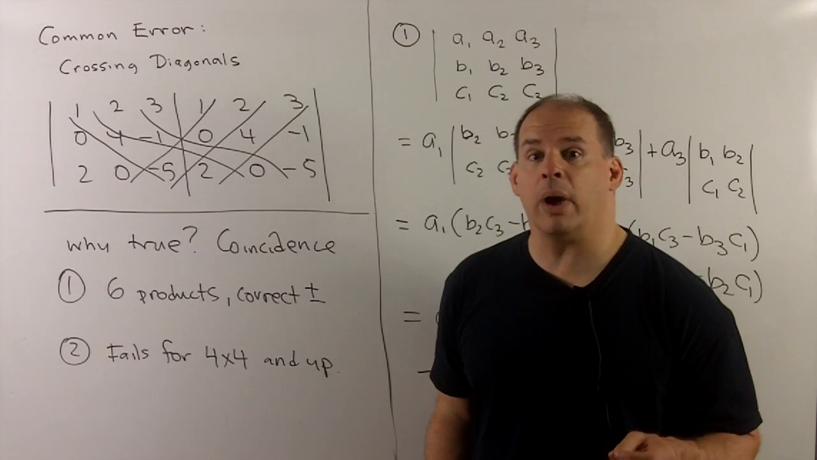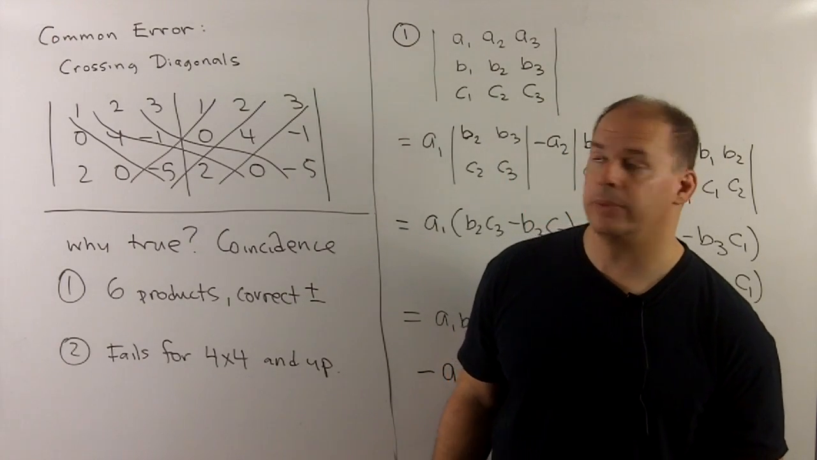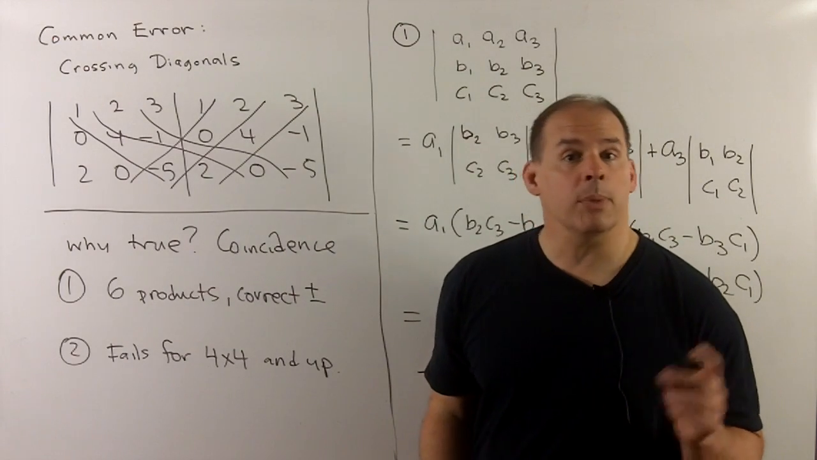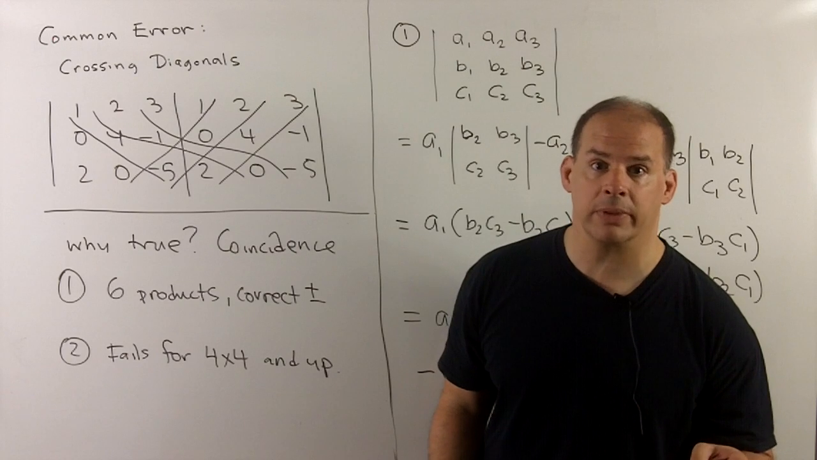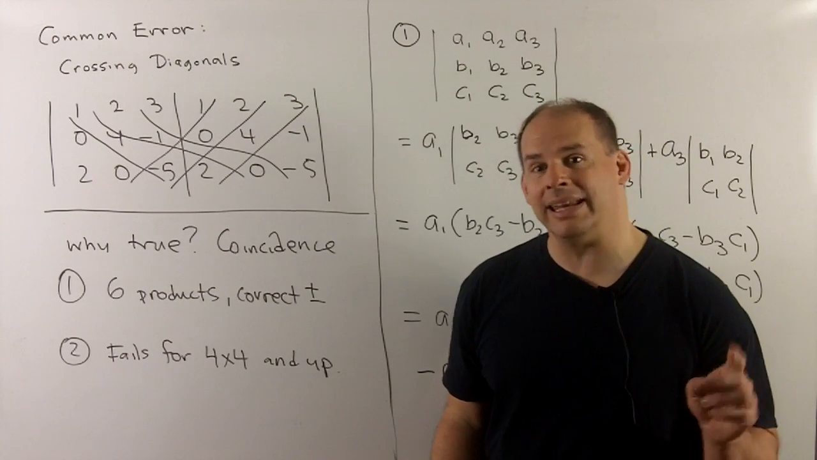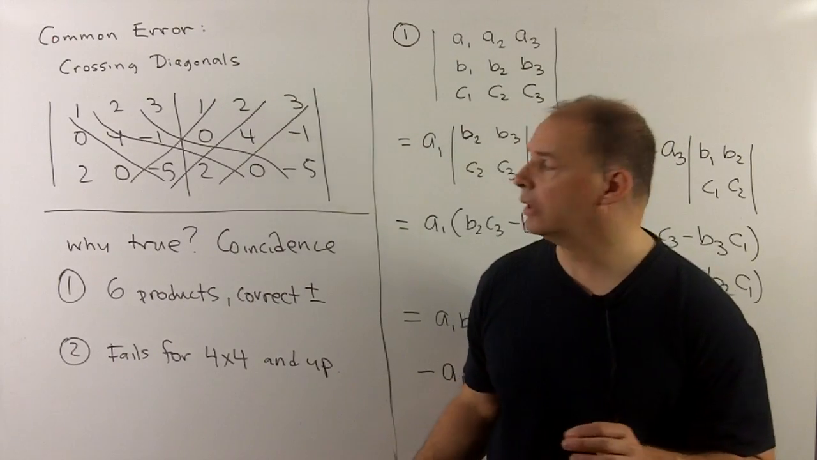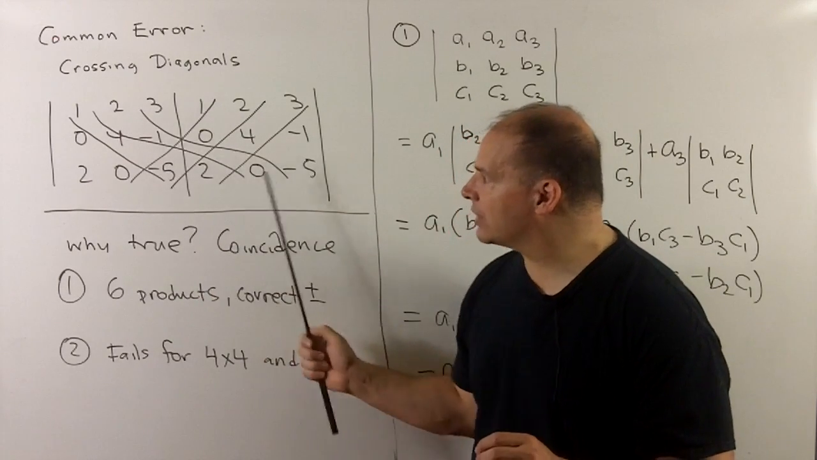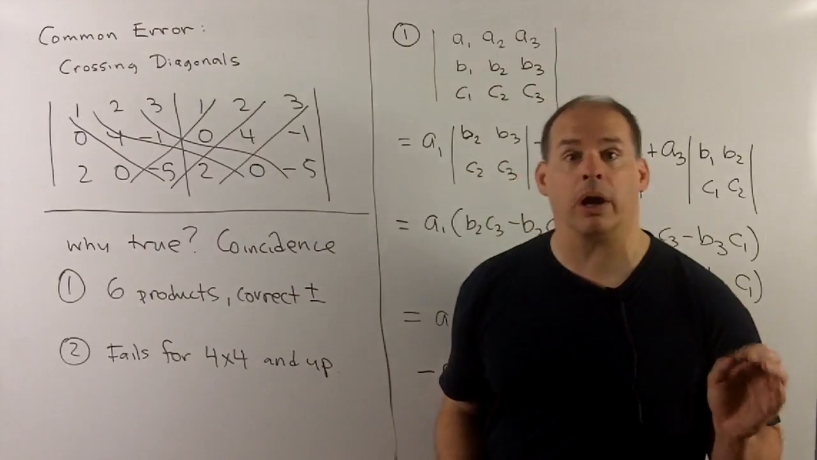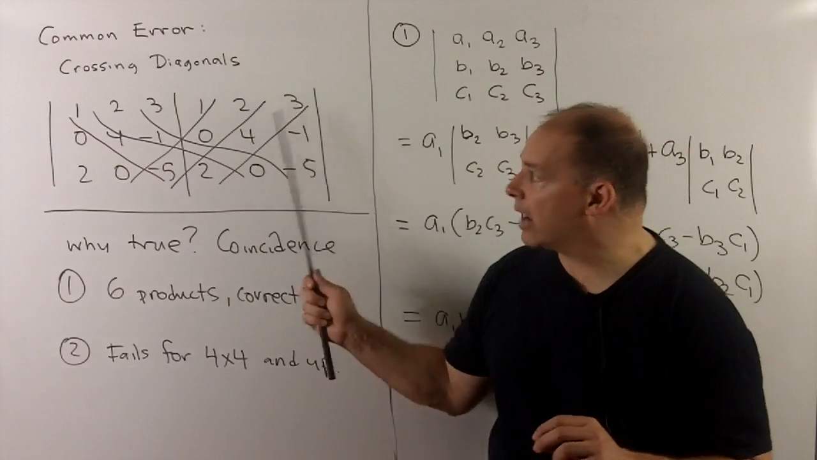Here are a few things to be aware of if you're going to use this trick. First, the most common error is crossing diagonals because you didn't give yourself enough space. Like most of linear algebra, you need airtight bookkeeping. So here's an example where the second diagonal shifts, and that's going to mess all the work up. So be careful with this.